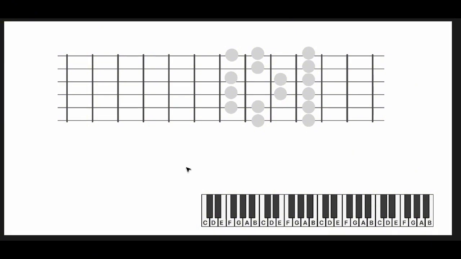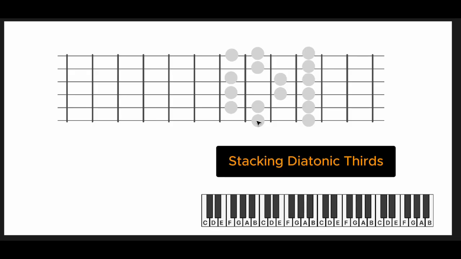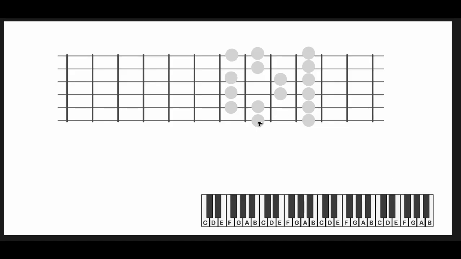The way that the chords are derived is through a process called stacking diatonic thirds. And in simpler terms, that just means that you start on a note, you skip the next diatonic note, and then you play the next one. You skip the next diatonic note and play the next one. So diatonic thirds would be going from this note to this one, to this one, to this one, to this one, to this one, etc. We're just skipping every other note. So if we did that with the first chord, it would look like this.